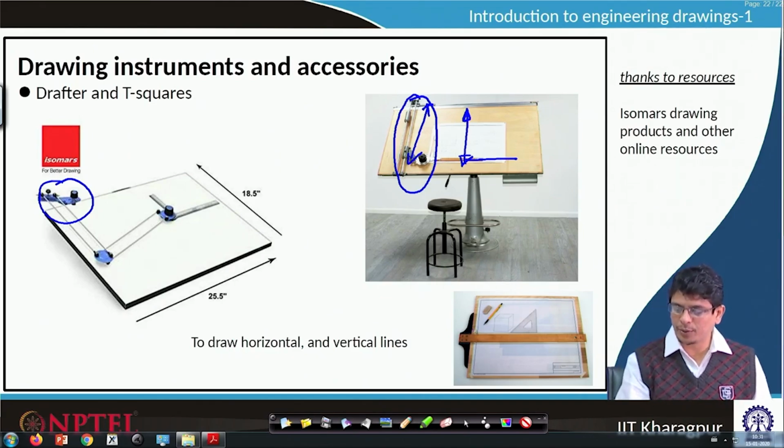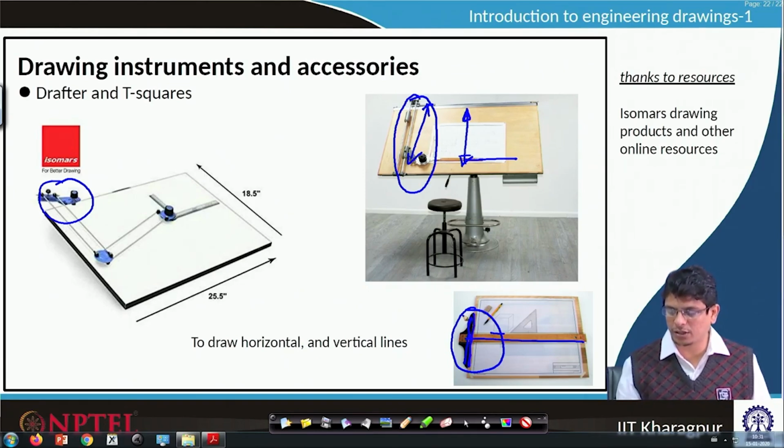Earlier days, people used to go with T-squares. So, it is in the form of a T. Once this block is aligned with the drawing table, then one can draw a horizontal line.